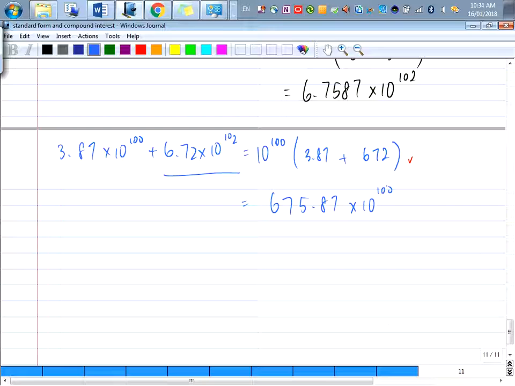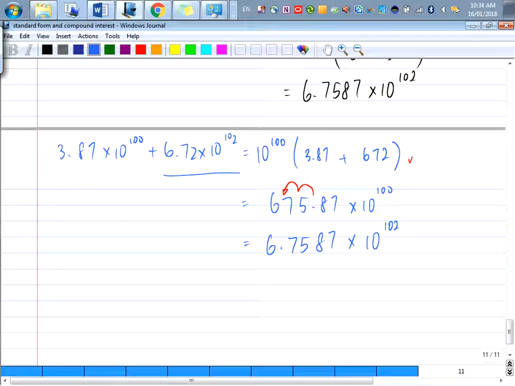Now, is this in standard form? No, right? So I need one more step. And what is the one more step? I need to move my decimal this way, right? Okay? And I will end up with 6.7587 times 10 to the power of 102.